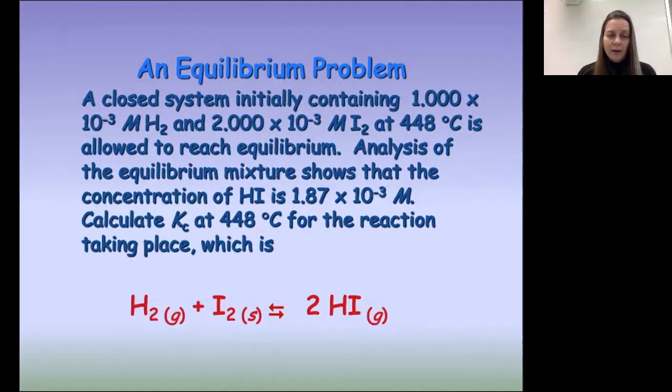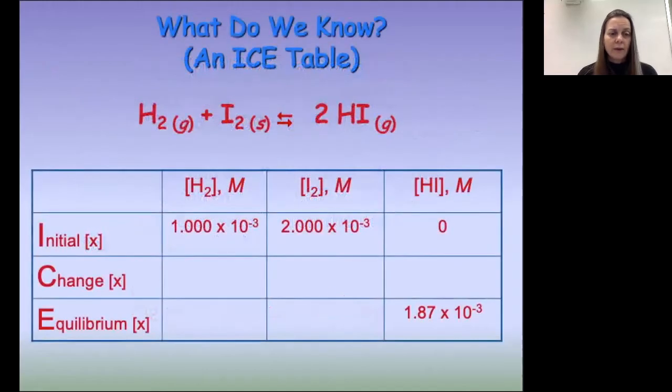So anytime we have an equilibrium problem and we have a change, we want to figure out concentrations or we want to figure out K, we're going to go ahead and ice it. So here's our ice table. We have our hydrogen concentration and our iodine concentration initially. We know that we have no hydrogen iodide initially. And we know what the hydrogen iodide's concentration is at equilibrium. It says 1.87 times 10 to the negative third molar. So we know what the change is here. The change in hydrogen iodide is a positive 1.87 times 10 to the negative third. So we would put that in here.